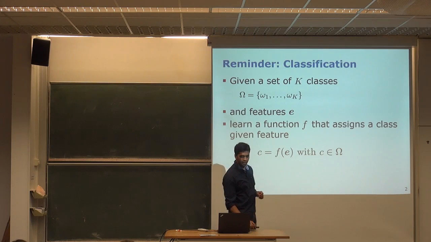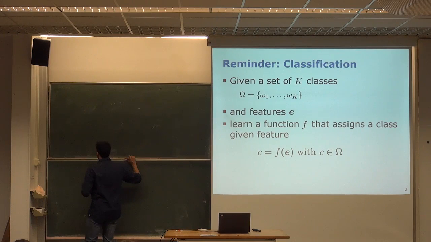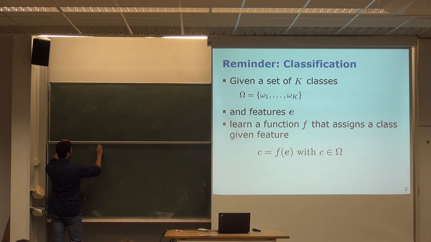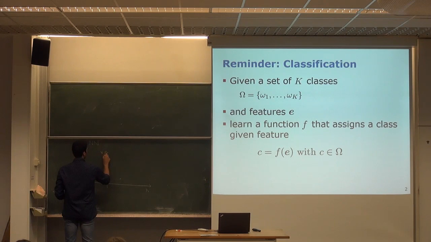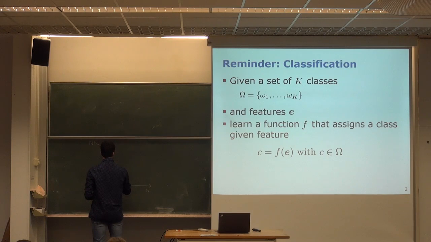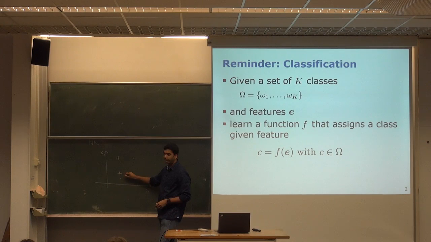Right. So before we do this, just as a reminder, I would like to summarize a bit the nearest neighbor classifier. Right, so say your feature vector is two-dimensional, so you have x1 dimension here and x2, and say you have some data points like this. So these are training examples. The plus corresponds to the examples from the positive class, so omega 1 maybe, and minus from omega 2.